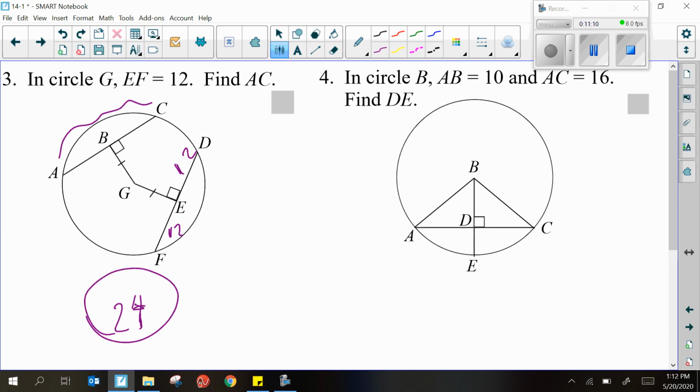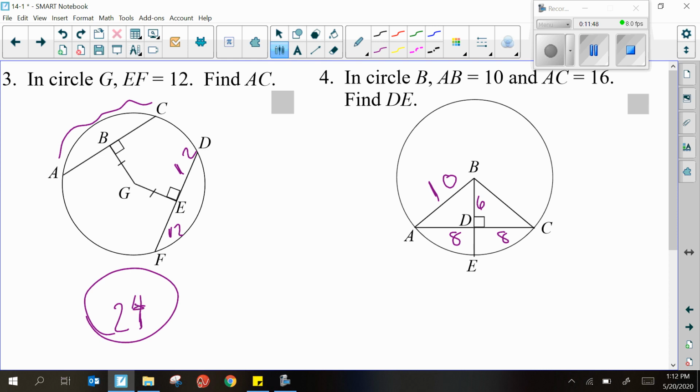Next, we have circle B. We have AB is 10, that's the radius. AC is 16. Find DE. Well, one thing I know is that AC is 16, and because BE and AC are perpendicular, I know that AC is being bisected. So these are each 8. Notice I have a right triangle with 8 and 10. We just did this problem. This leg must be 6. I can use the Pythagorean theorem, or I can just remember it from the previous problem.